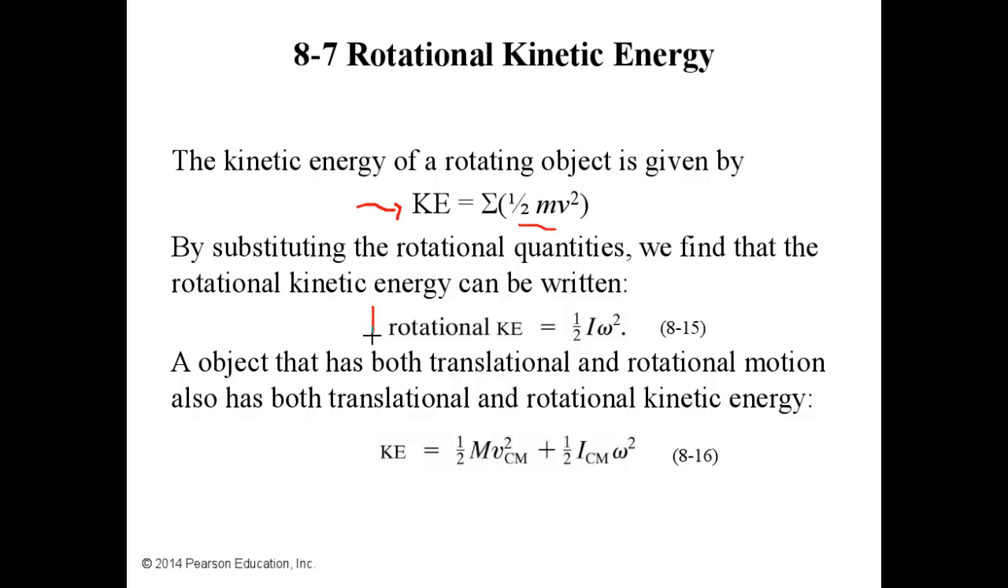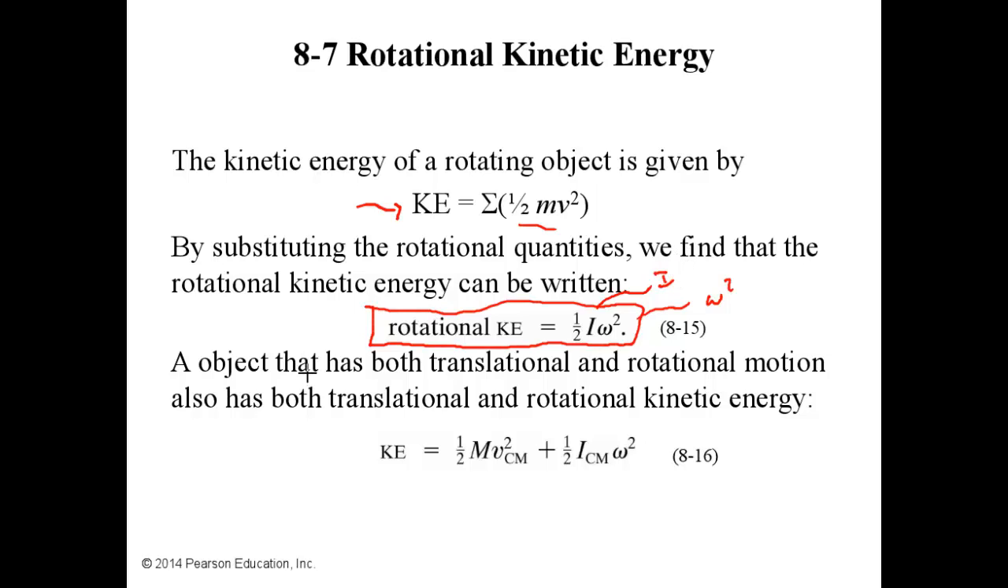It turns out that we can write an object's rotational kinetic energy as 1/2 multiplied by the rotational mass, I, and the rotational velocity omega squared. So if we know an object's rotational mass, and if we know how fast it is rotating, we can go ahead and calculate very simply its rotational kinetic energy.